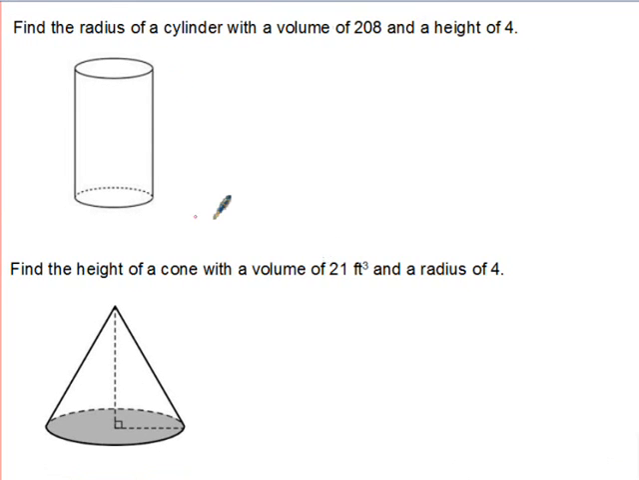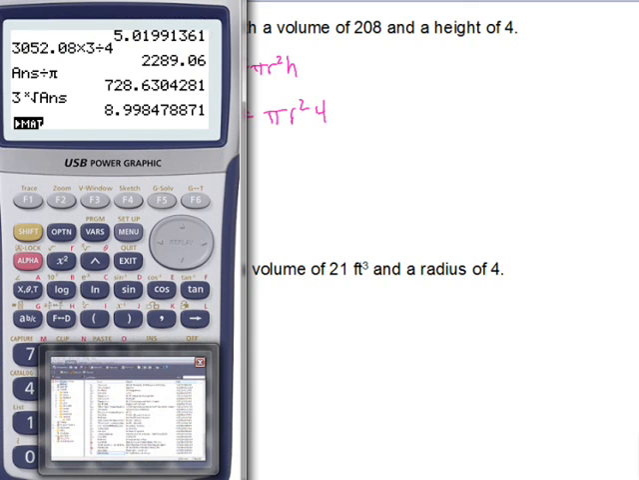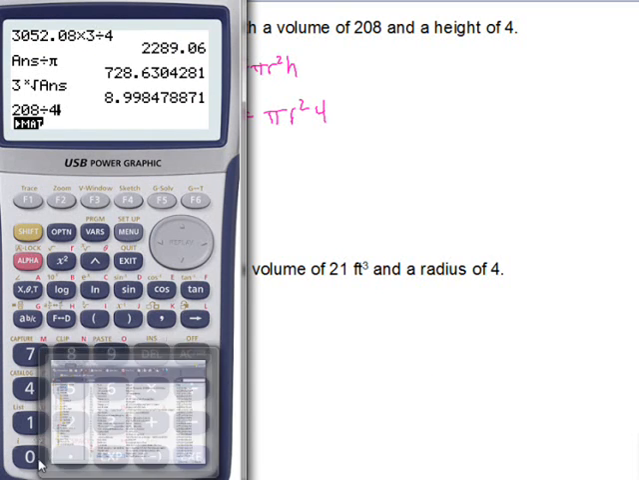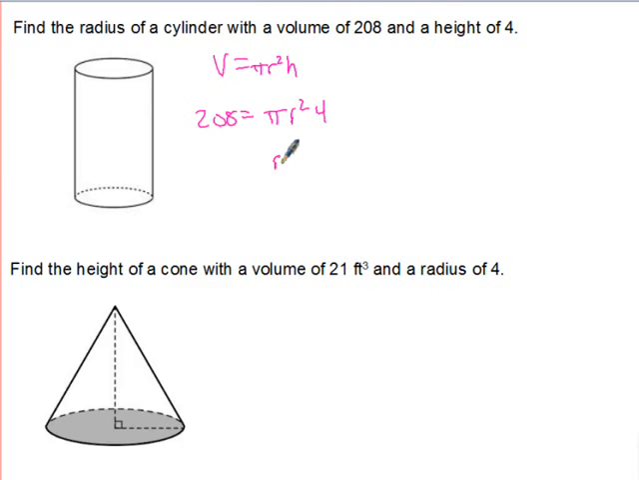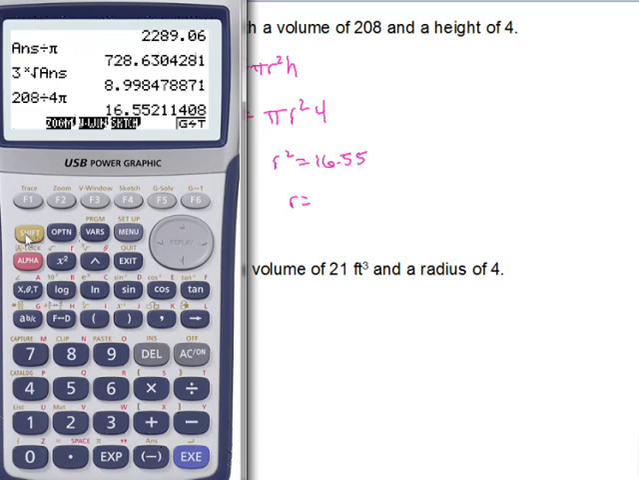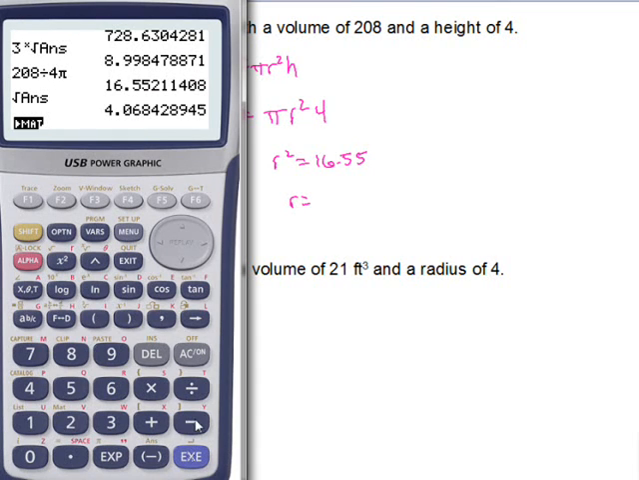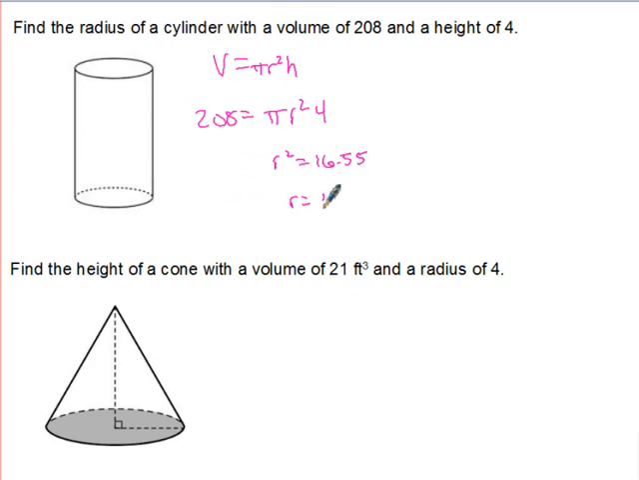Last page, volume again of a cylinder, except this time they tell us height, so volume equals pi r squared h, that's 208, equals pi times r squared times 4. Again, 208 divided by 4 pi. That leaves us with 16.55. So the radius is going to equal the square root of that, which we'll call 4.1.